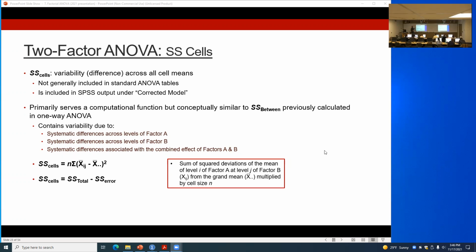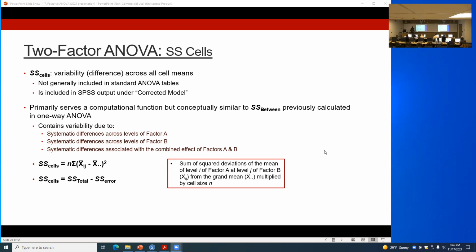That's just the sum of squares cells going in, but it's not traditionally included. Again, it's conceptually similar to sum of squares between that we had in one-way. Sum of squares cells captures variability associated with systematic differences across factor A, factor B, and the interaction, the combination of those. We calculate it by looking at the sum of the squared deviations of level I of factor A combined with level J of factor B from the grand mean, multiplied by the cell size.